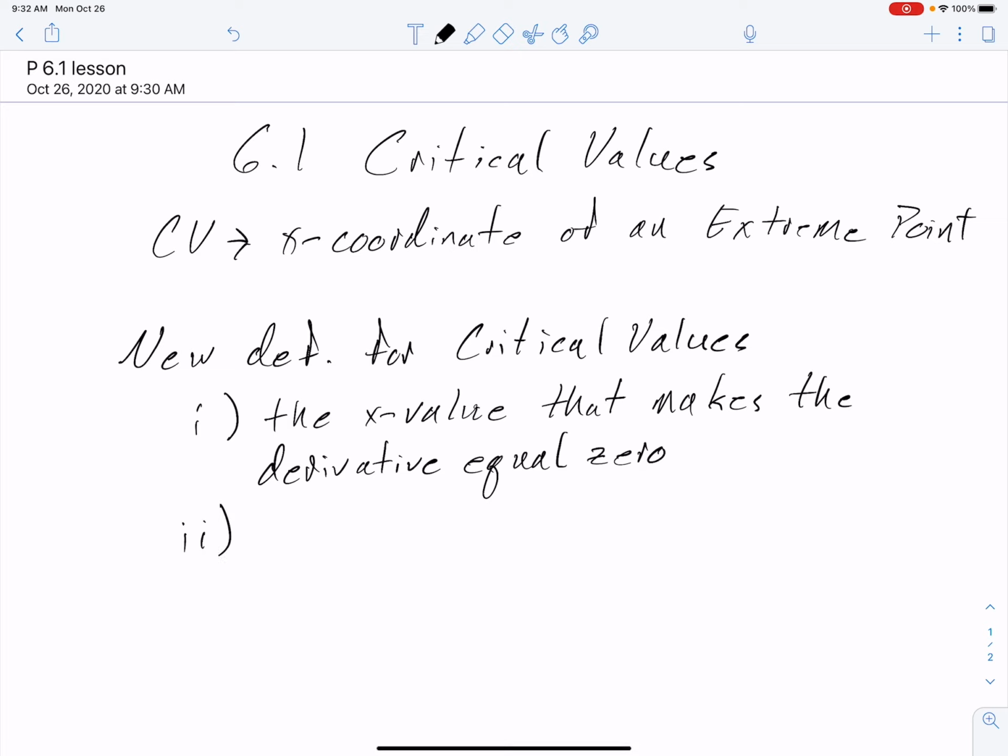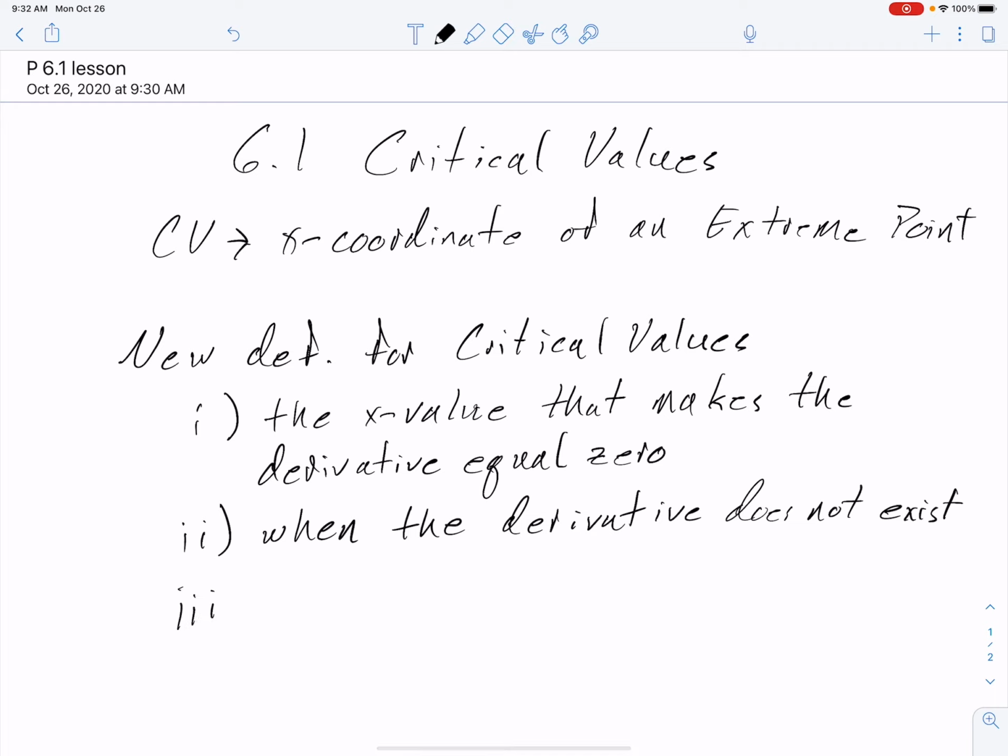The second one that we're not going to see quite as often is when the derivative does not exist. This is going to happen to us in a couple chapters when we start dealing with radicals, but not so much right now. And then the third one that we aren't going to focus on all that much this year, the endpoints of a given domain.